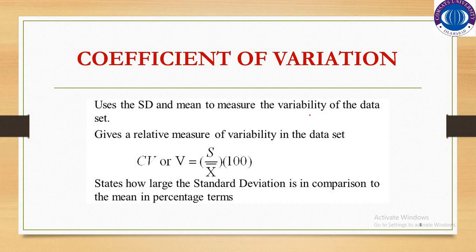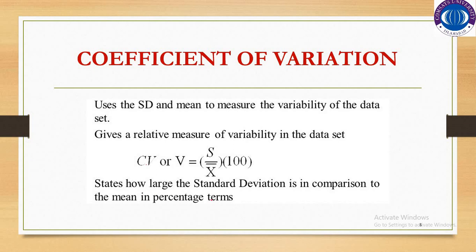So coefficient of variation uses the standard deviation and mean to measure the variability of the data set. It gives a relative measure of variability in the data set, which we usually denote with C.V. And this would be equal to S over X bar into 100. It states how large the standard deviation is in comparison to the mean in percentage terms.